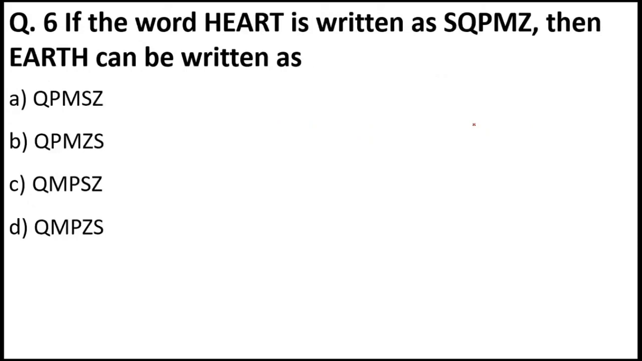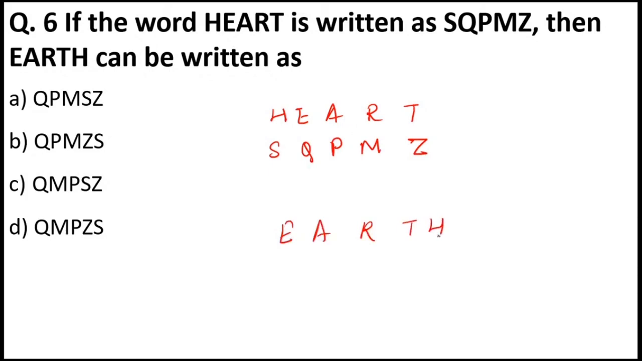Okay, next question. If the word HEART is written as SQPMZ, then how are we going to write EARTH? This is a very simple coding-decoding question. I'll write HEART as H-E-A-R-T. HEART is written as SQPMZ. And what we have to find is the code for EARTH.